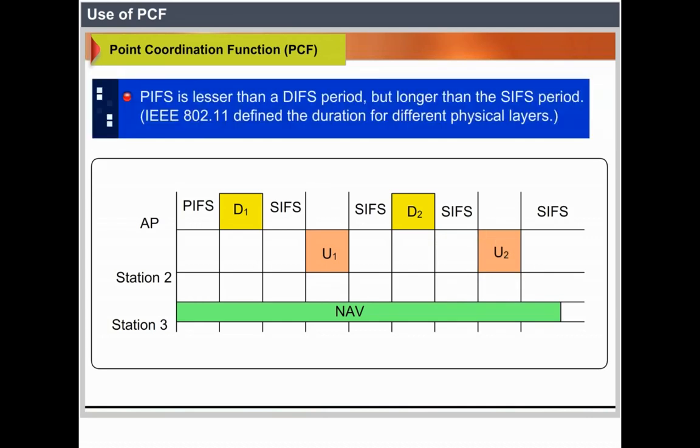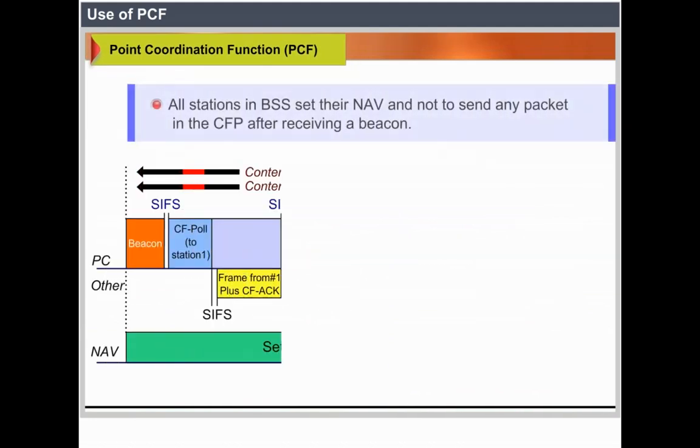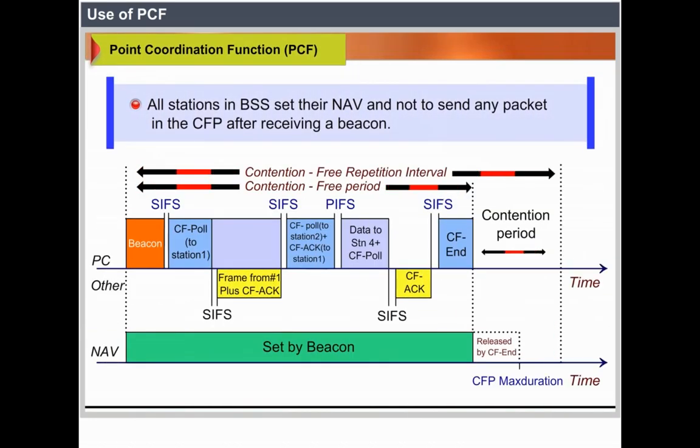PIFS is smaller than a DIFS period but longer than the SIFS period. IEEE 802.11 defines the duration for different physical layers. Point Coordination Function, PCF. All stations in the BSS set their NAV and do not send any packet in the CFP after receiving a beacon.